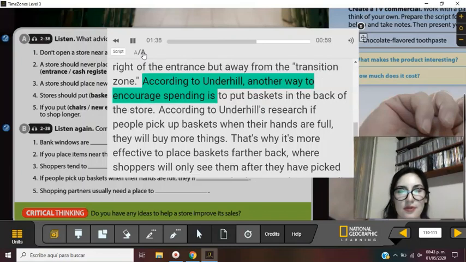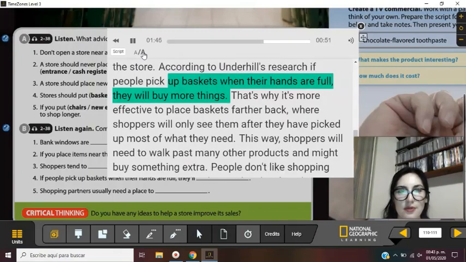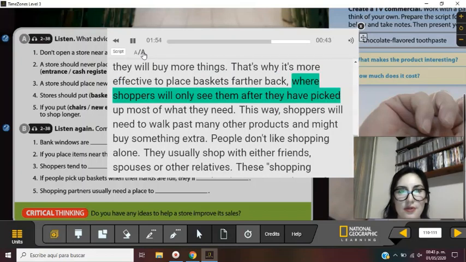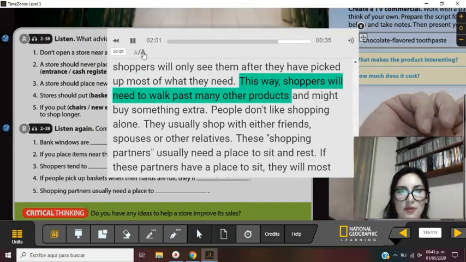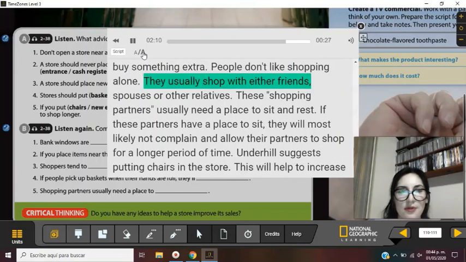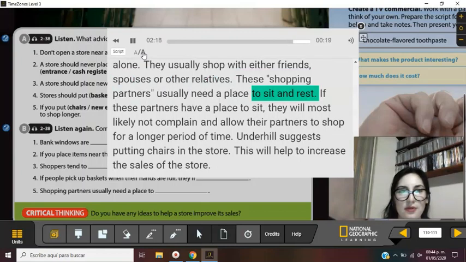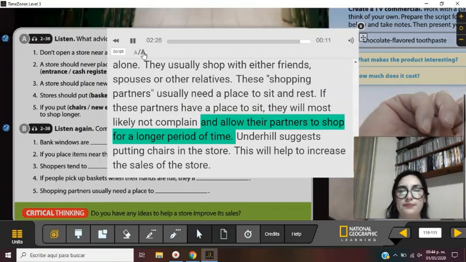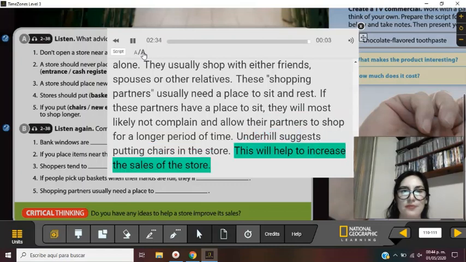According to Underhill, another way to encourage spending is to put baskets in the back of the store. According to Underhill's research, if people pick up baskets when their hands are full, they will buy more things. That's why it's more effective to place baskets farther back, where shoppers will only see them after they have picked up most of what they need. This way, shoppers will need to walk past many other products and might buy something extra. People don't like shopping alone. They usually shop with either friends, spouses, or other relatives. These shopping partners usually need a place to sit and rest. If these partners have a place to sit, they will most likely not complain and allow their partners to shop for a longer period of time. Underhill suggests putting chairs in the store. This will help to increase the sales of the store.